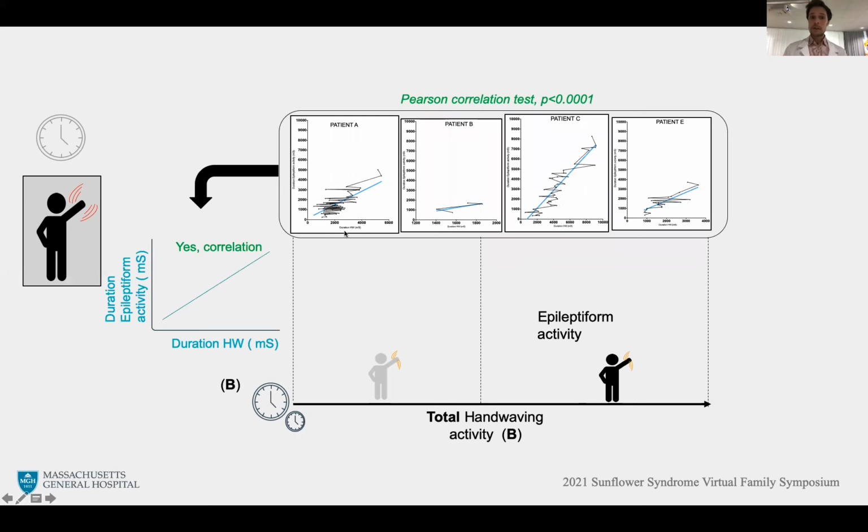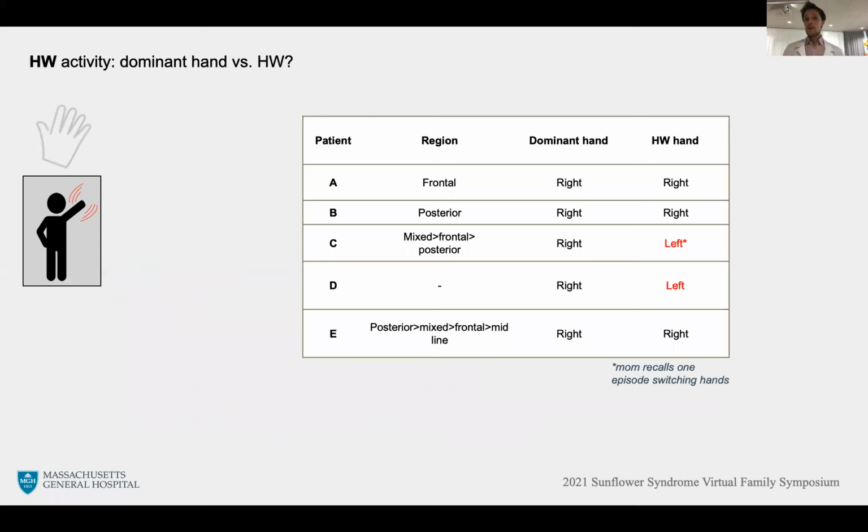So we found a clear correlation that if there's a very short period of hand waving activity, we also see a short period of abnormal brain activity. If there's a long duration of hand waving activity, we also see a long duration of abnormal epileptiform activity. So again, you cannot say in science that we're proving that it's not self-induced, but all these data suggest that seizures are not self-induced.